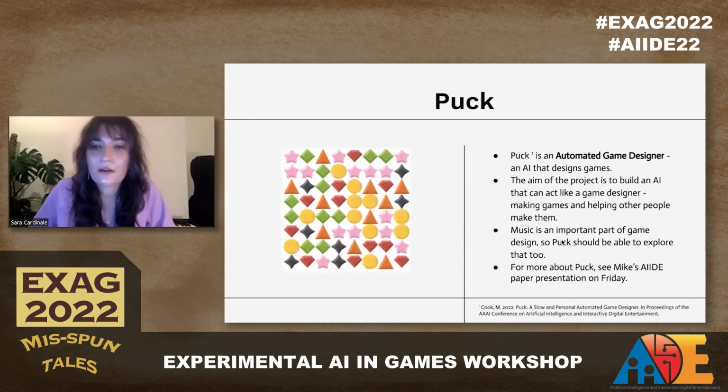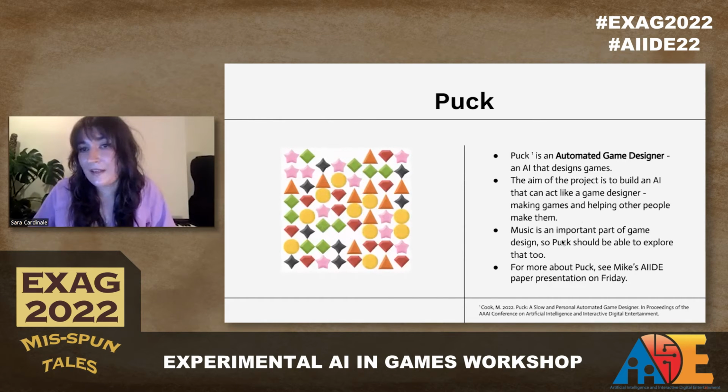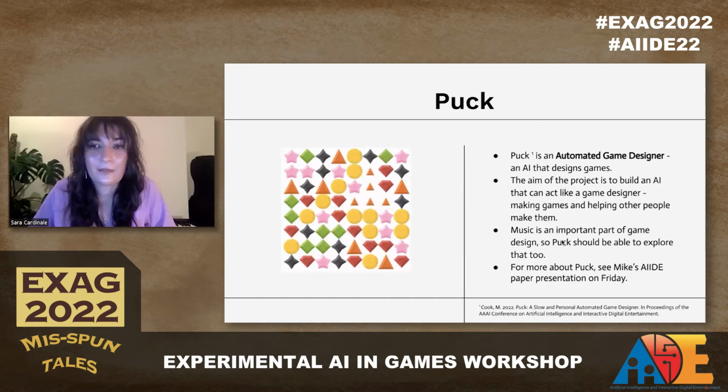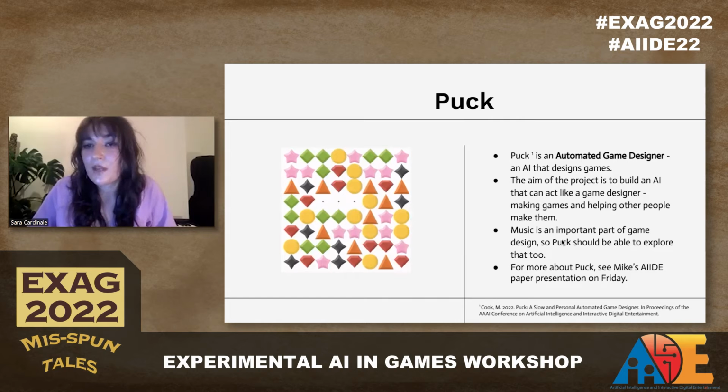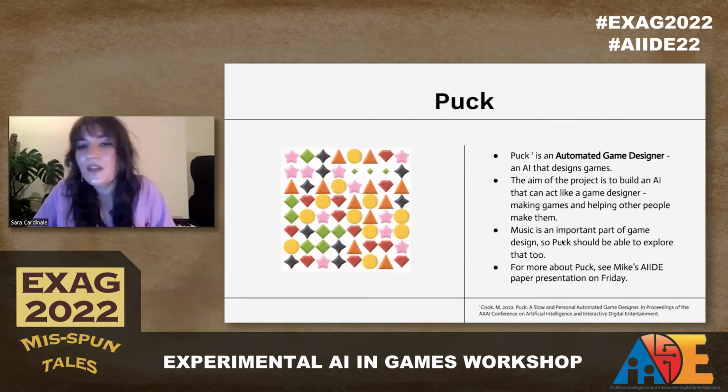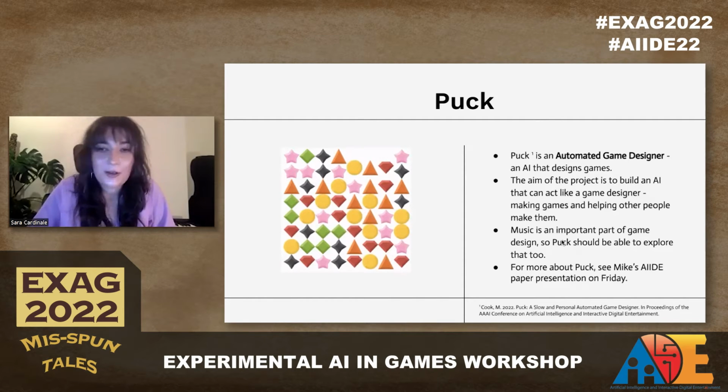Okay, before we explain our contribution, I'm going to talk a bit about PUC. PUC is an automated game designer, so it's an AI that designs games. The aim of the project is to build an AI that can act like a game designer, making games and helping others make them. Music is a very important part of game design, as it helps create an atmosphere within the game world, and it also conveys information about the game and the story. We thought that as an automated game designer, PUC should also be able to explore music. Mike is actually giving a talk on Friday about PUC, so please go watch his talk if you want to know more about it.